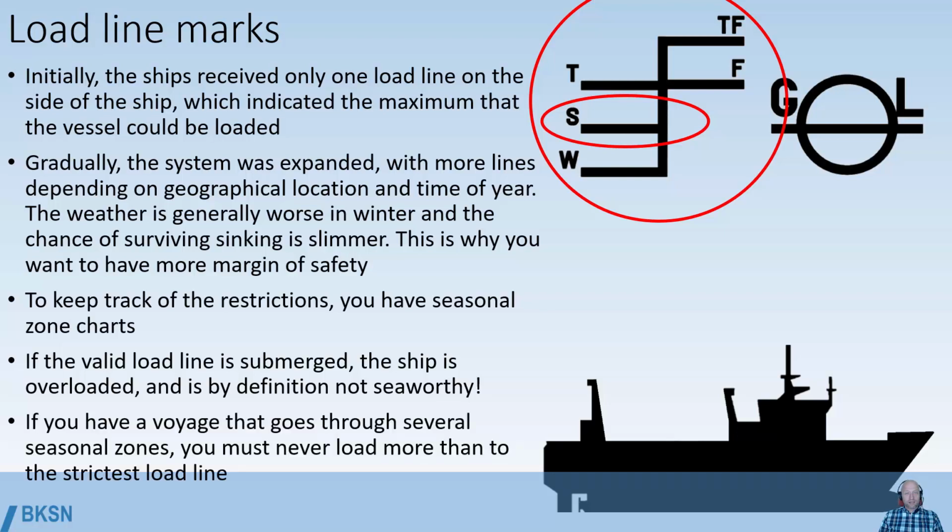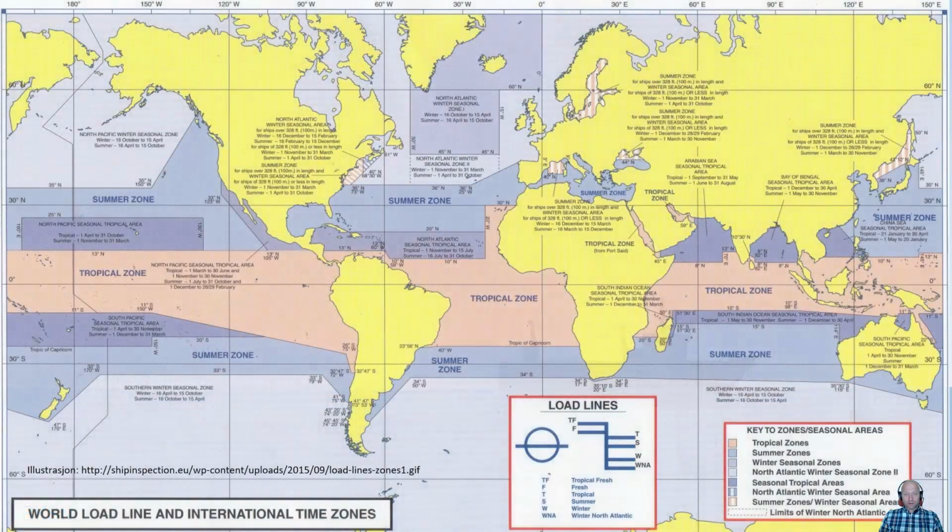And if you have a voyage that transits through several seasonal zones, you must never load the vessel more than to the strictest load line requirement. A load line chart looks like this, and we can see clearly tropical zones, summer zones. We also see some winter areas, seasonal zones. So it's a little bit complicated if you're going back and forth across the Atlantic all through the year, but as long as you stay in Norwegian waters, it's not too tricky.